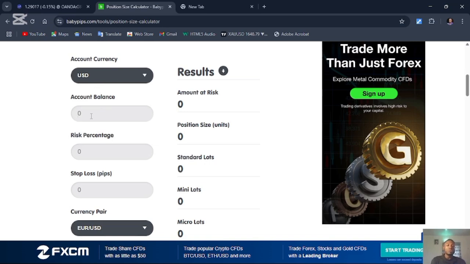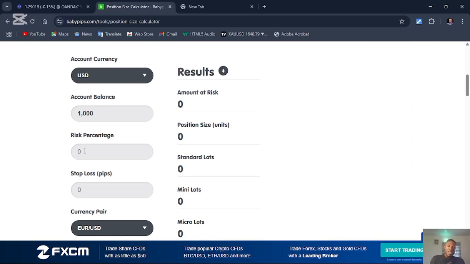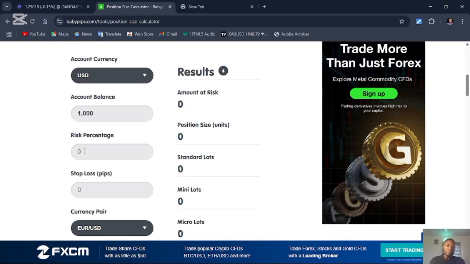Now, what is my account balance? Let's say initially I have $1,000. I will type in $1,000 there. What is my risk percent? As I explained to you while looking at the chart, I like risking 2% of my account. So on here, I will just type in 2. I want to risk just 2%. If you want to risk 1, type 1. If you want to risk 5, type 5. If you want to risk 0.5, type 0.5.